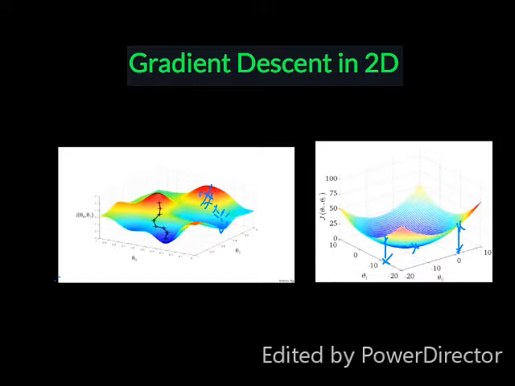There is only one global minima. There are no multiple minimas in case of linear regression. So gradient descent will always work.